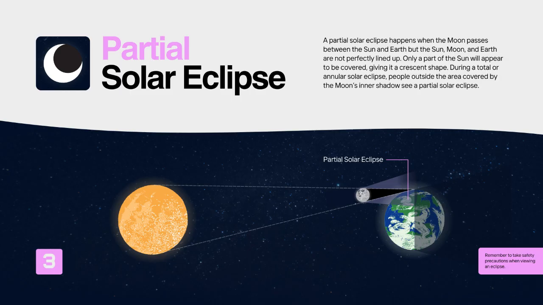Partial solar eclipse. A partial solar eclipse happens when the moon passes between the sun and Earth, but the sun, moon, and Earth are not perfectly lined up. Only a part of the sun will appear to be covered, giving it a crescent shape. During a total or annular solar eclipse, people outside the area covered by the moon's inner shadow see a partial solar eclipse.